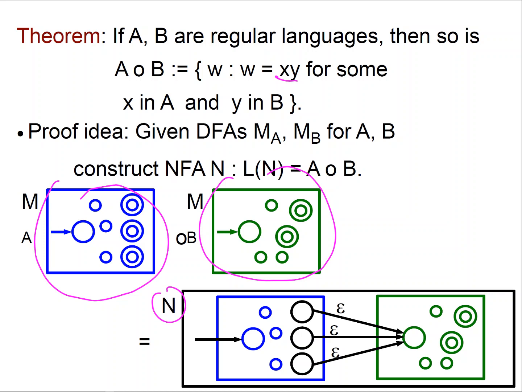Which starts with the DFA for MA, and then from every accept state, I'm going to put an epsilon transition to the start state of MB. Okay, and the accept states of MA will not be accept states anymore.